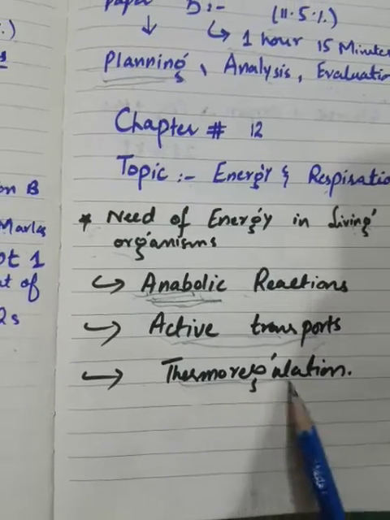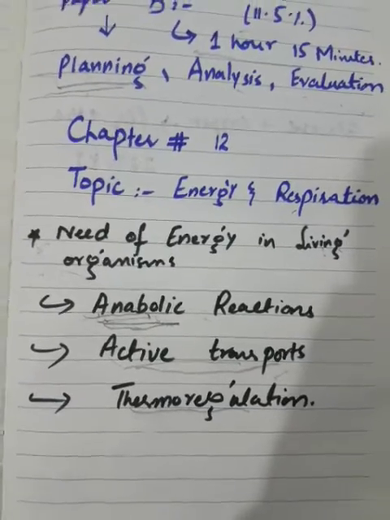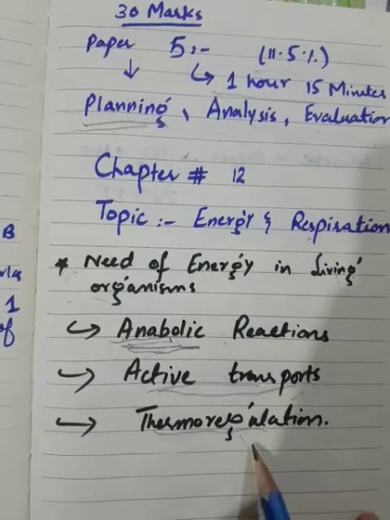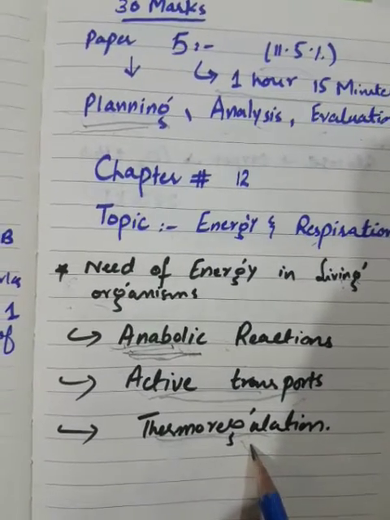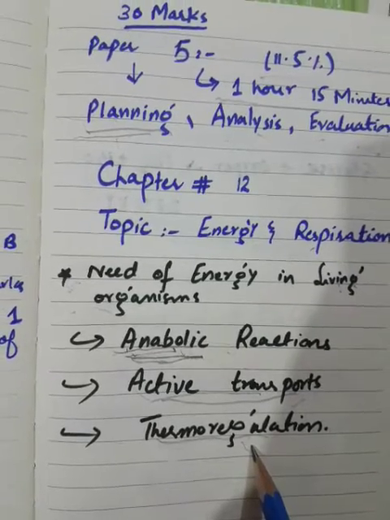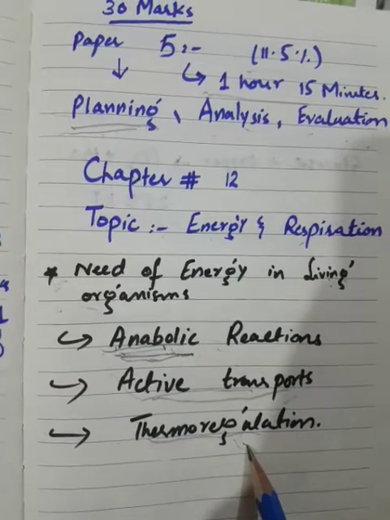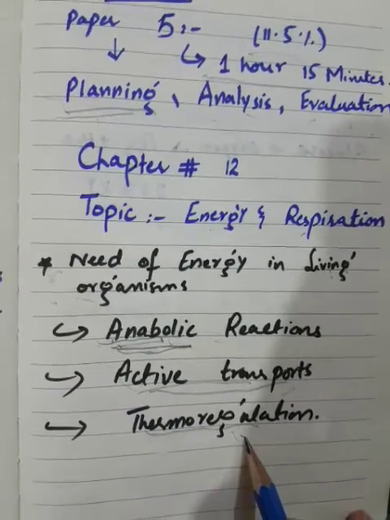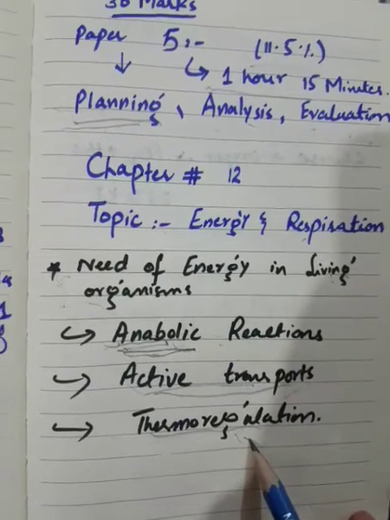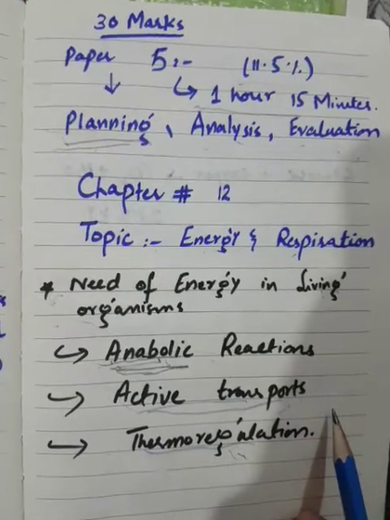Then we have thermoregulation. Thermoregulation means maintaining the temperature. Here we need some background information as well. There are two kinds of living organism. One, ectotherms. They don't have ability to maintain their internal temperature. Like the organisms which undergo hibernation when winter comes, such organisms don't have ability to maintain their internal temperature, which is part of a larger phenomenon called homeostasis, in which the internal environment of the organism is kept constant.